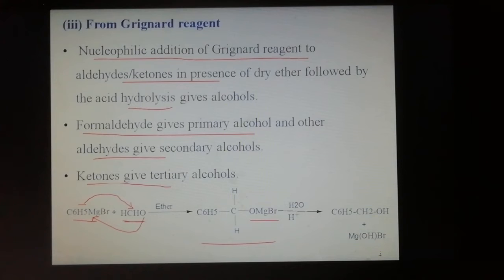Followed by acid hydrolysis, HOH, to form alcohol. C6H5CH2OH, phenyl methanol, is an alcohol, a primary alcohol, plus Mg(OH)Br. So the product is phenyl methanol. Then another example.